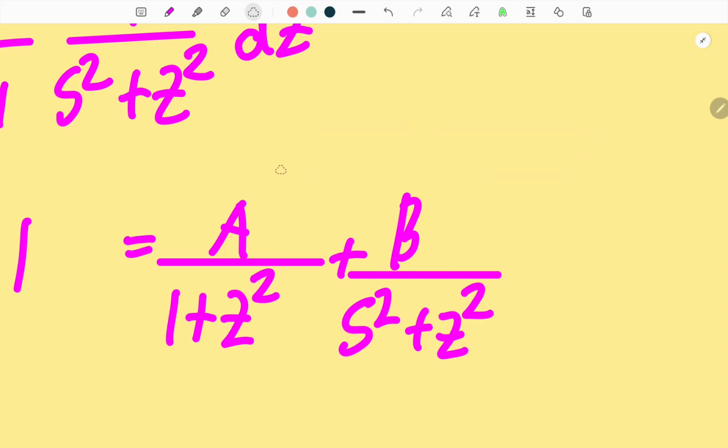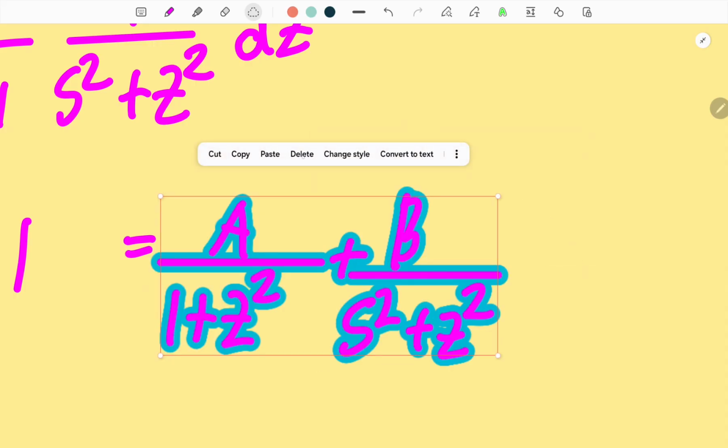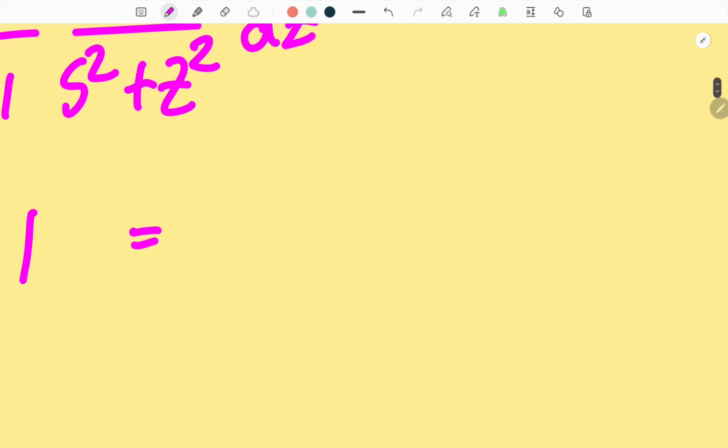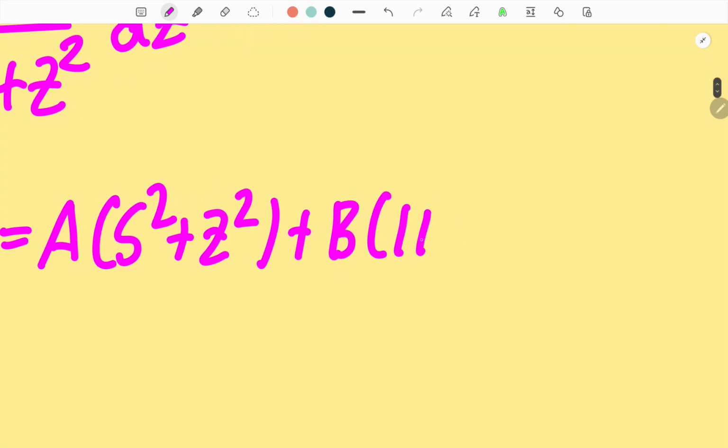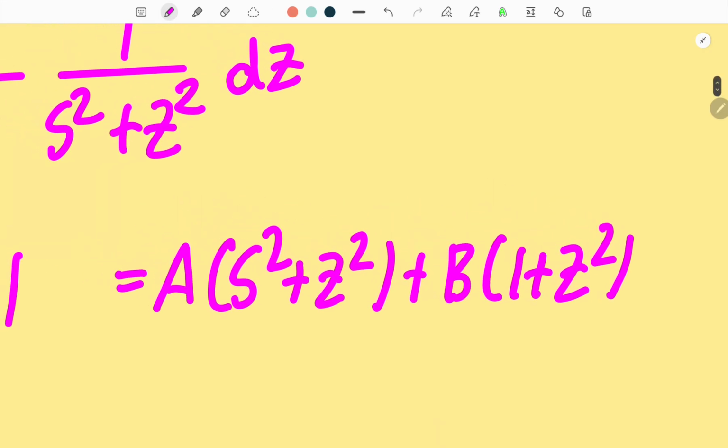with A times s squared plus z squared plus B times 1 plus z squared. There we go. Now all we did was multiply the denominator to the numerator on the left-hand side and right-hand side. Okay.